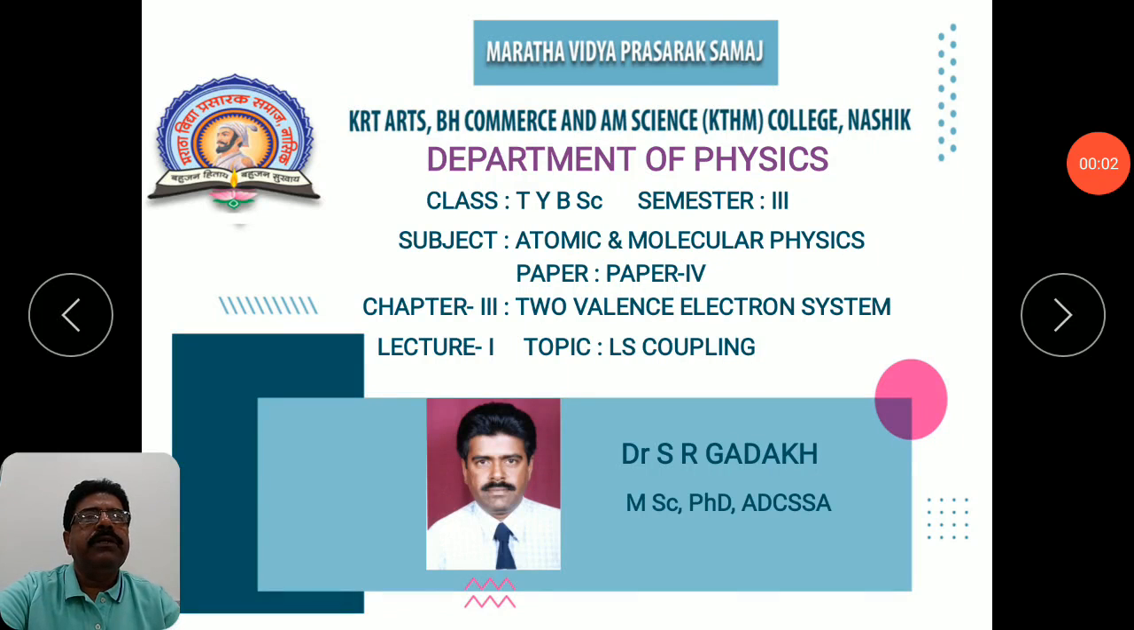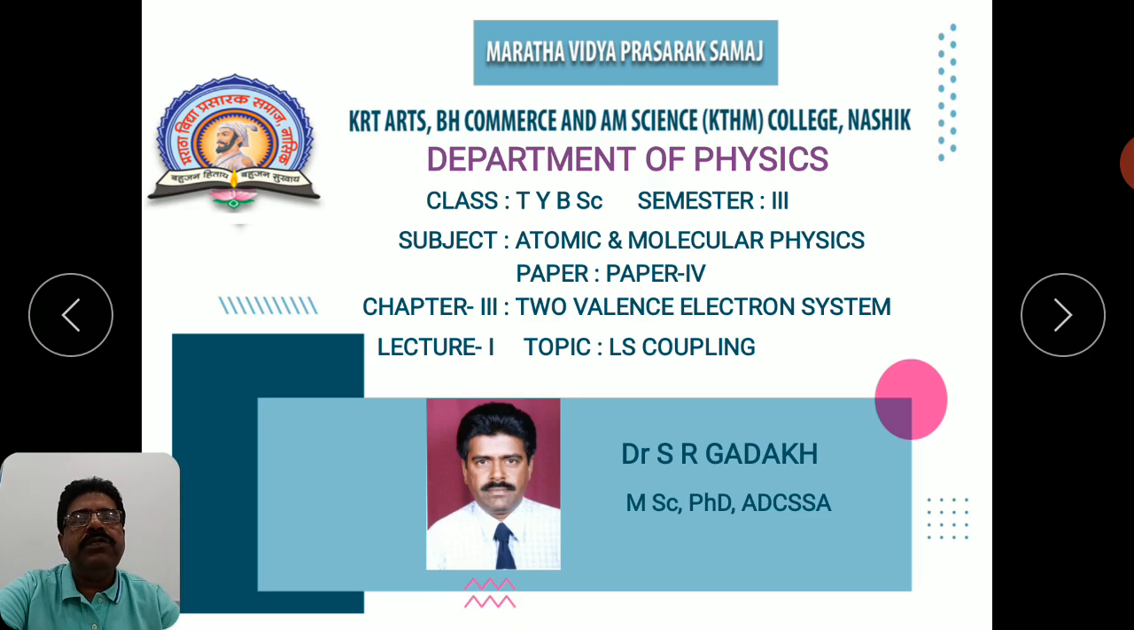In the last chapter, we have studied one valence electron system, where we have studied the spectra of sodium atom. So sodium is an example of one valence electron system. After studying one valence electron system, in this chapter, today we are going to learn two valence electron system. So this is the third chapter, two valence electron system.